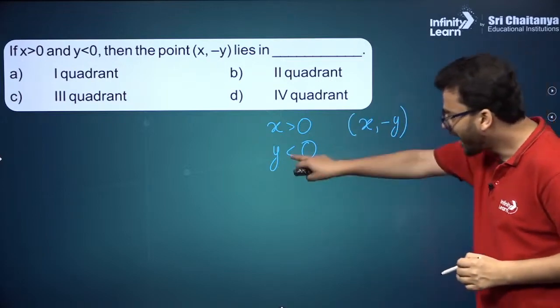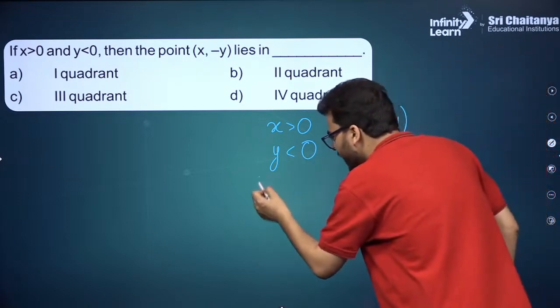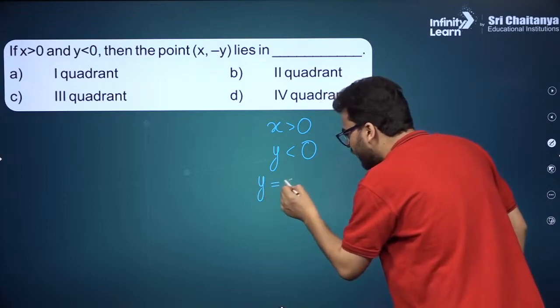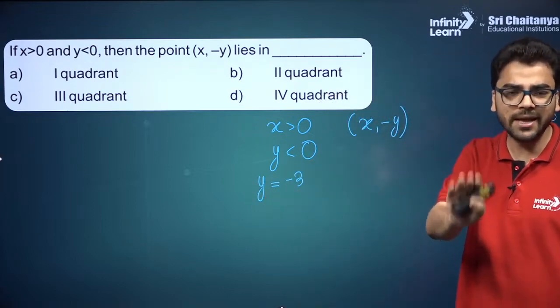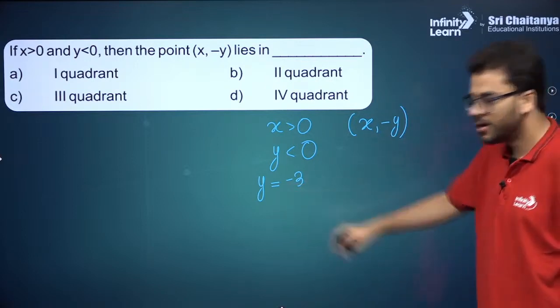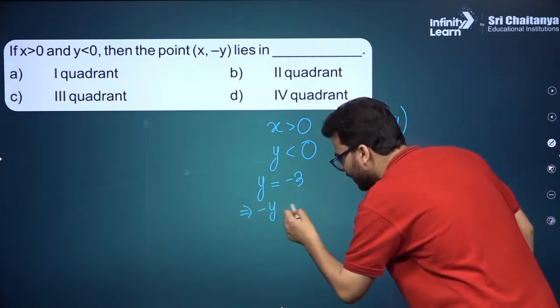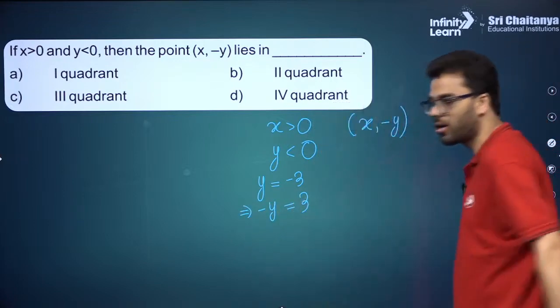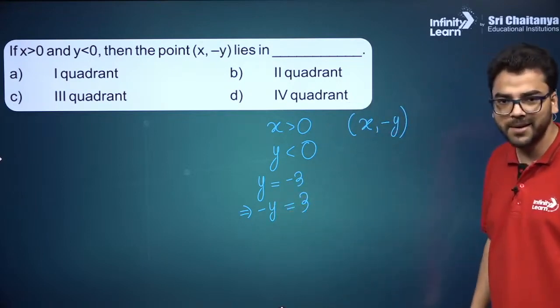See, y is negative. It is given in the question that y is negative. So, can I take any negative value of y? Suppose I am taking y equal to minus 3. Now, tell me what is minus y over here, guys? Minus y will be 3 or not? Plus 3. If y is minus 3, then minus y will be plus 3.